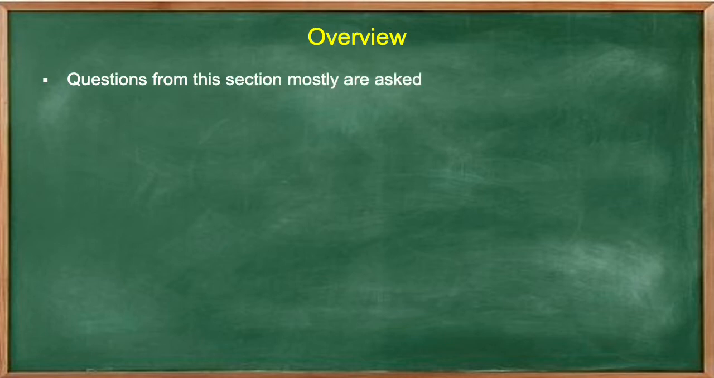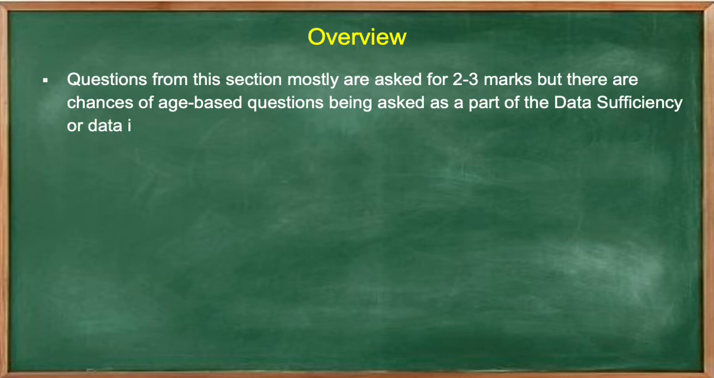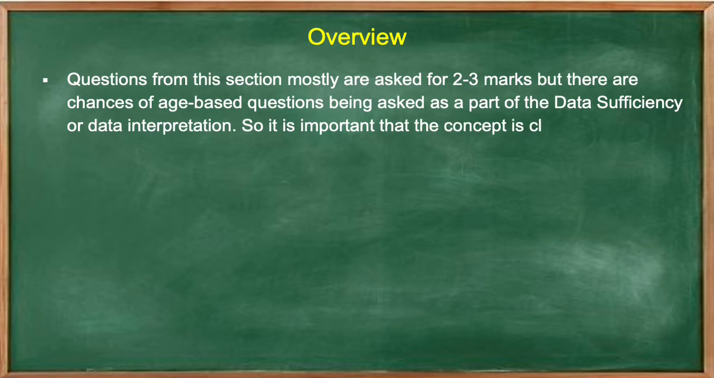Questions from this section mostly are asked for 2-3 marks, but there are chances of age-based questions being asked as a part of data sufficiency or data interpretation. So it is important that the concept is clear to cover other topics as well. In data sufficiency, you don't have to find the answer, but you just have to check whether you can find out the answer with the given data or not. That is, whether the given data is sufficient to find the answer or not.